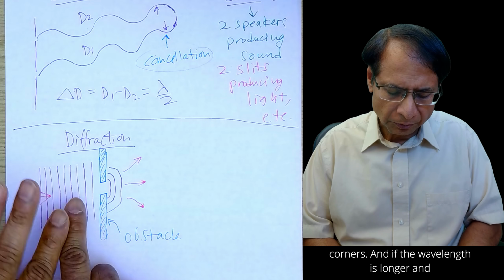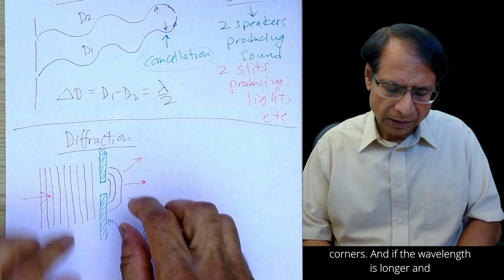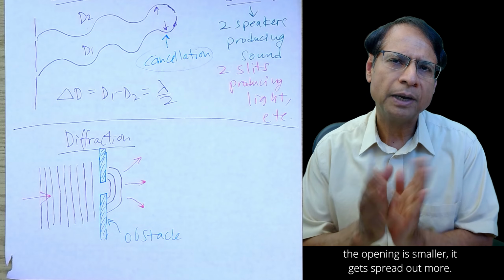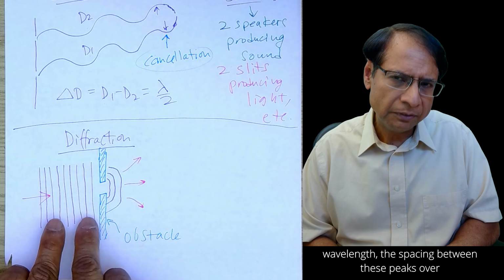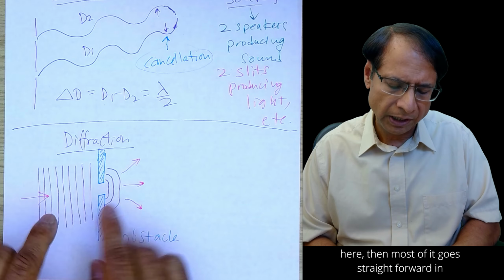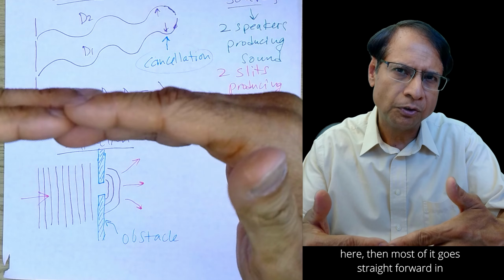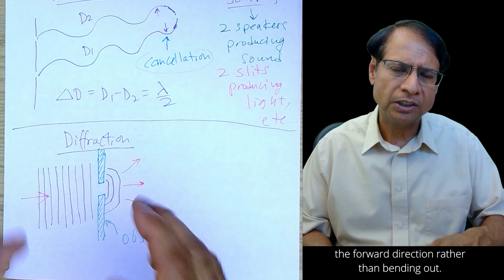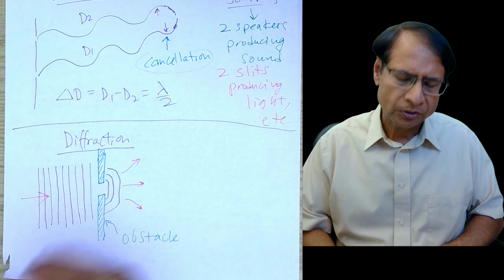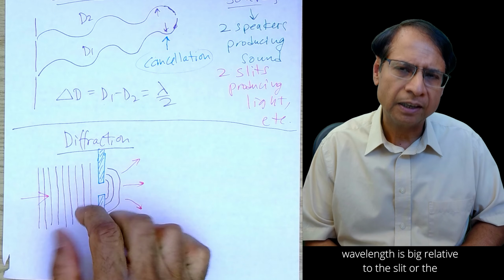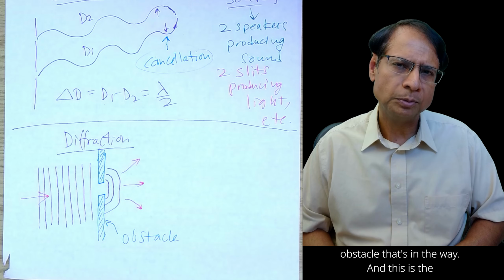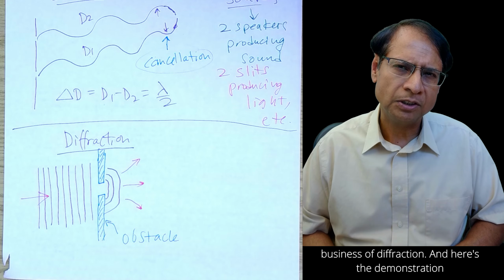And if the wavelength is longer and the opening is smaller, it gets spread out more. If the opening is relatively big compared to the wavelength, the spacing between these peaks over here, then most of it goes straightforwardly in the forward direction rather than bending out. So the diffraction effect is more if the wavelength is big relative to the slit or the obstacle that's in the way. And this is the business of diffraction.